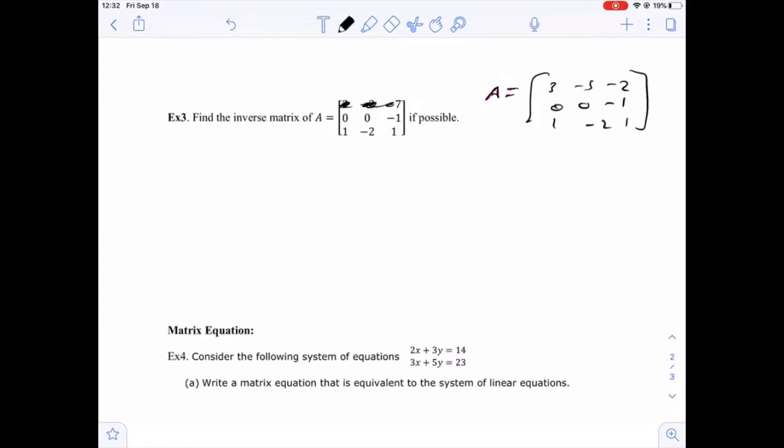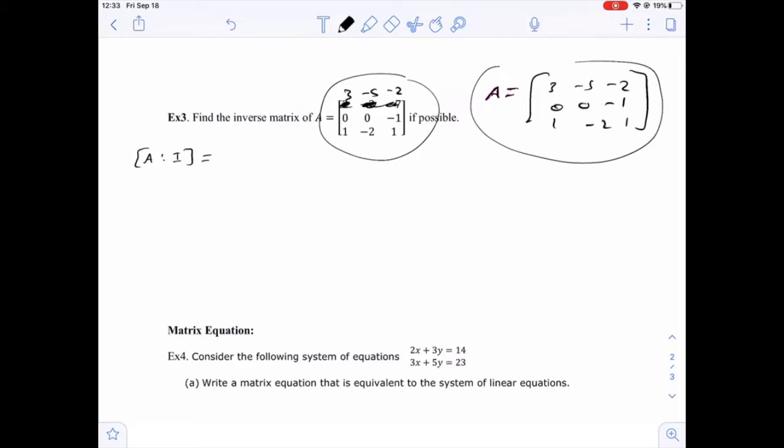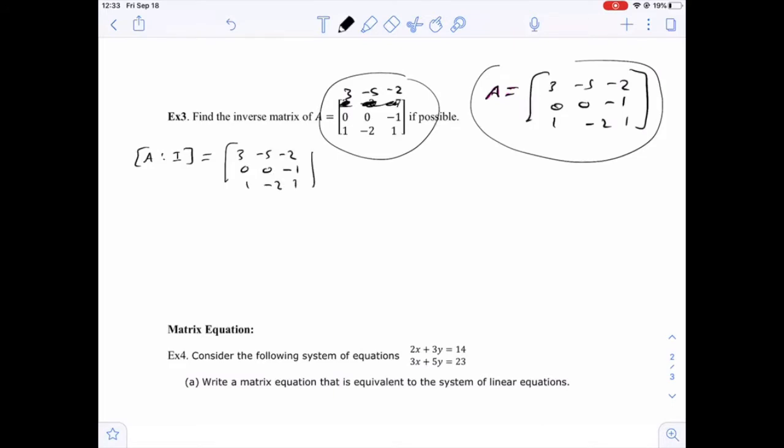So this is 3, -5, and -2, just to use the same example in the next when we discuss another concept, how to solve systems. Okay, so this is the matrix under consideration, and we want to find the inverse. In order to find the inverse, we put A and its identity in a new extended matrix. So the matrix A is 3, -5, -2, 0, 0, -1, 1, -2, and 1. And then we extend it by including the 3 by 3 identity matrix.